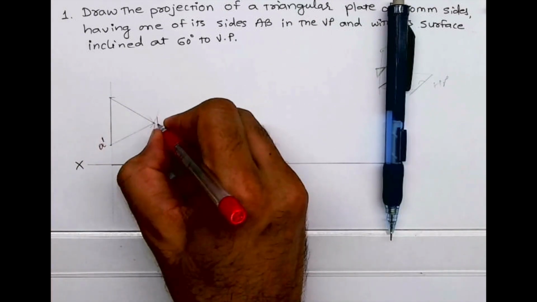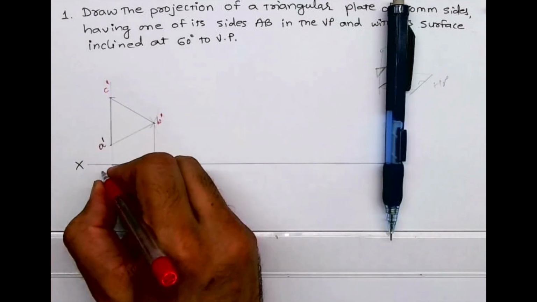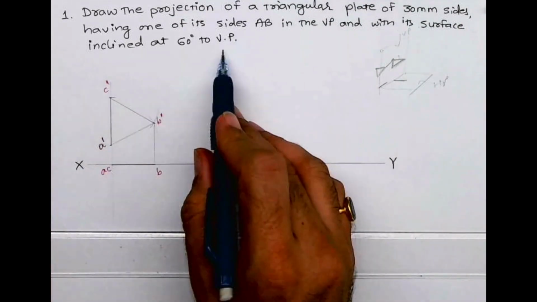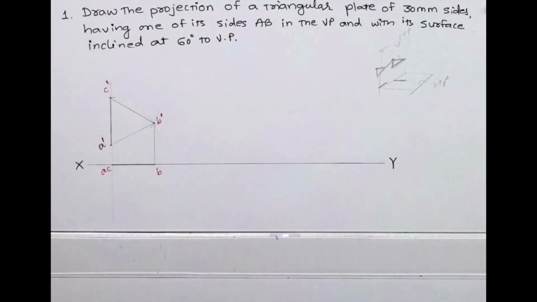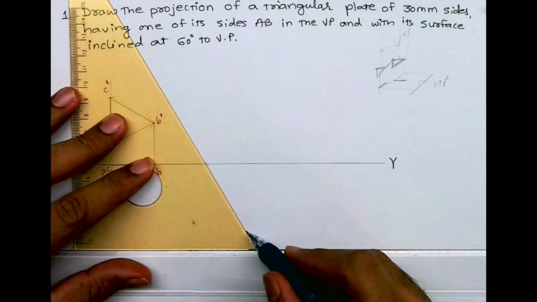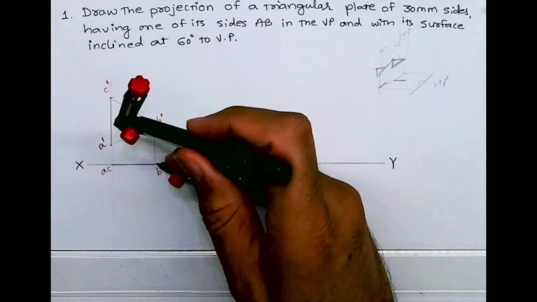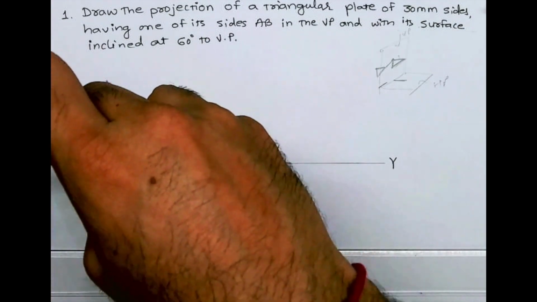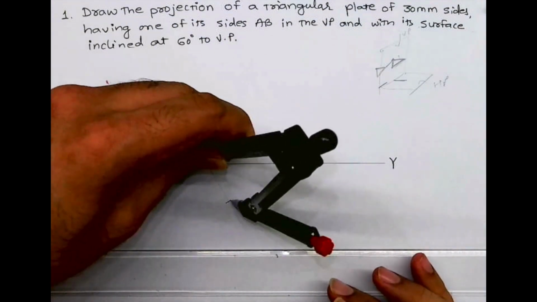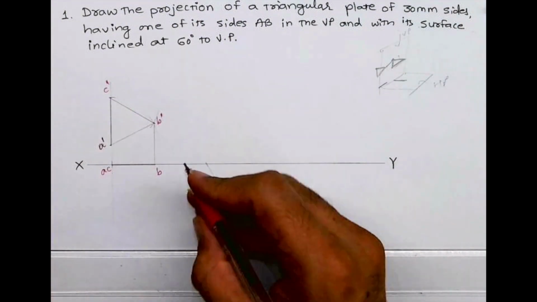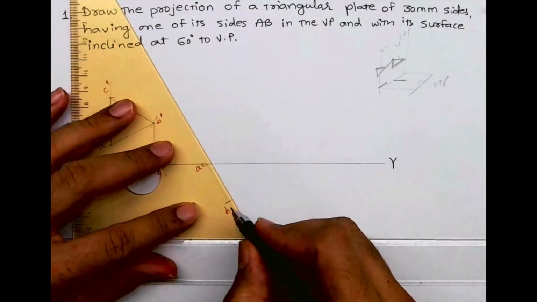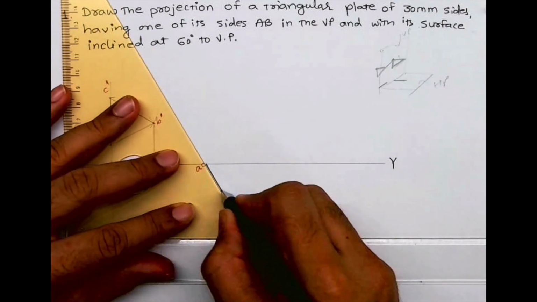Then we'll name them A dash, B dash, C dash, and AC and B. After that, the surface is inclined at 60 degrees to VP. So we'll take 60 degrees and we'll take AB and we'll cut. So this is A, C and B. This will be dark.